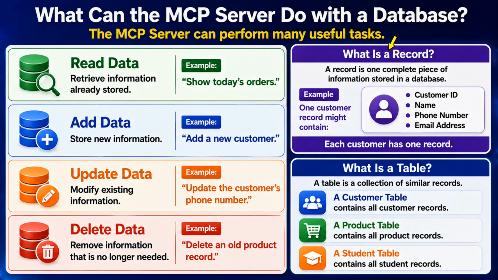What is a record? A record is one complete piece of information stored in a database. For example, one customer record might contain customer ID, name, phone number, and email address. Each customer has one record. What is a table? A table is a collection of similar records. A customer table contains all customer records. A product table contains all product records. A student table contains all student records.